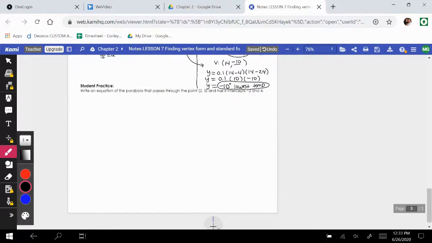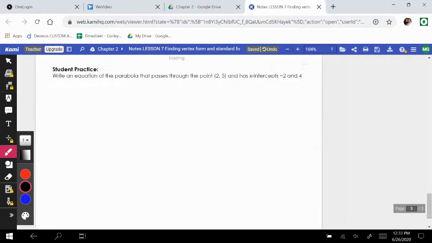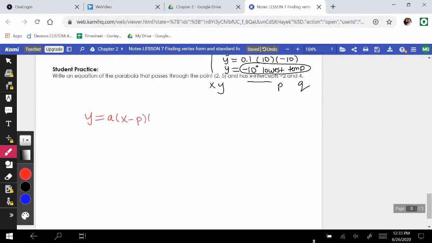Last one: write an equation of a parabola that passes through (2, 5) and has x-intercepts at negative 2 and 4. So again, I'm given x-intercepts, so I'm going to use x-intercept form. We're given the point (2, 5). That's going to be just our random point, (x, y), that's on the curve. And negative 2 we'll call p, and 4 we'll call q. So when I'm setting up this equation, y equals a times (x minus p) times (x minus q), I'm going to be plugging in 2 for x, 5 for y, p is going to be negative 2, and q is going to be 4.